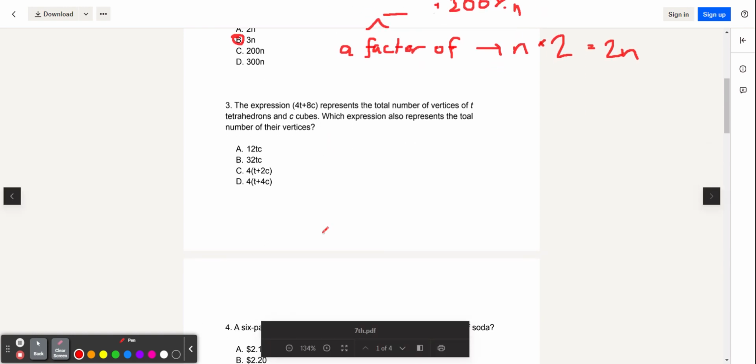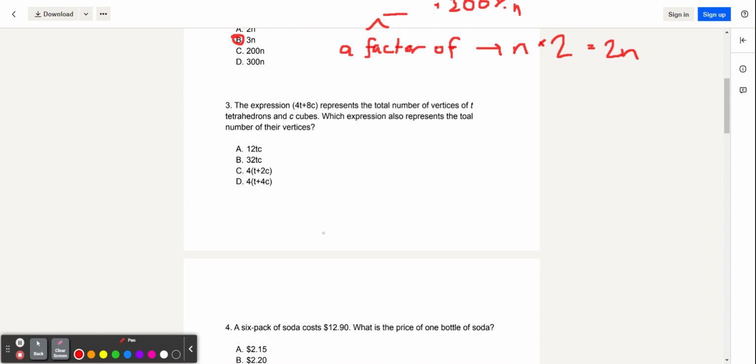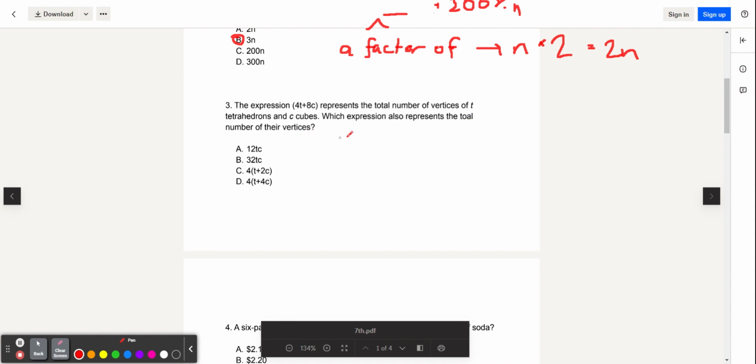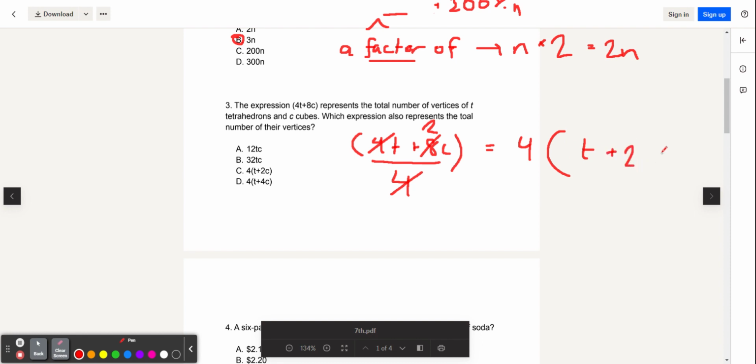Now, the expression 4t plus 8c represents the total number of vertices of t tetrahedrons and c cubes. Which expression also represents the total number of their vertices? Here we're going to be factoring out a 4, because that is the common factor. 4t plus 8c. When we factor out, we're basically looking to see what we can divide from both of these terms. If we divide by 4, 4t becomes t, and 8 divided by 4 is 2. So we're basically left with 4 times t plus 2c.